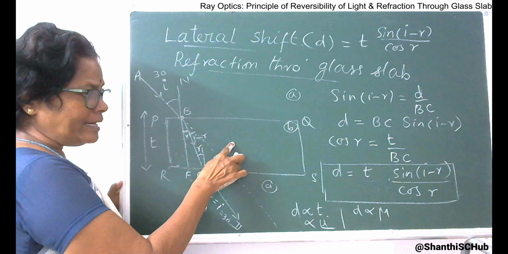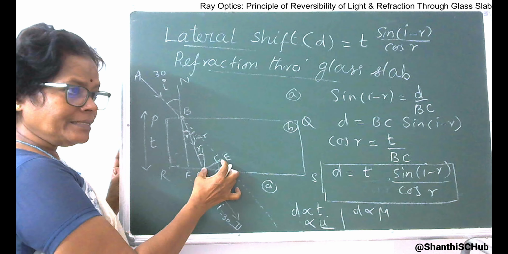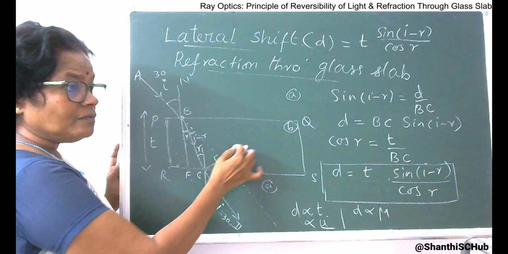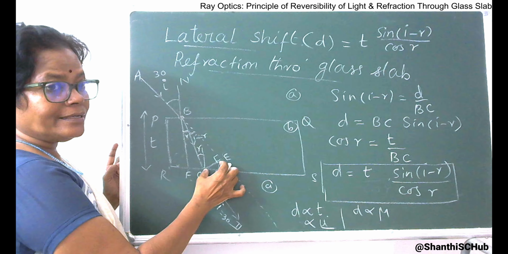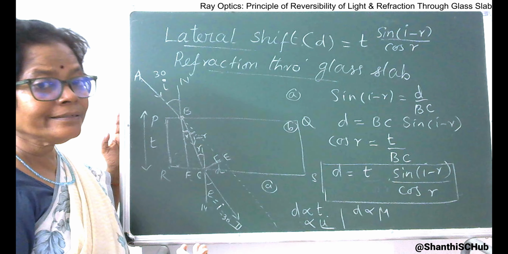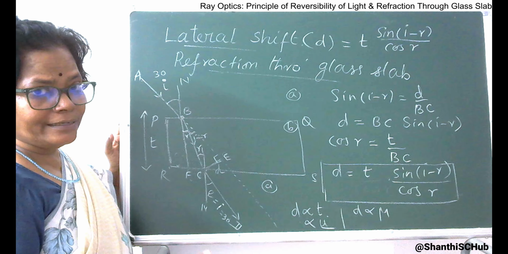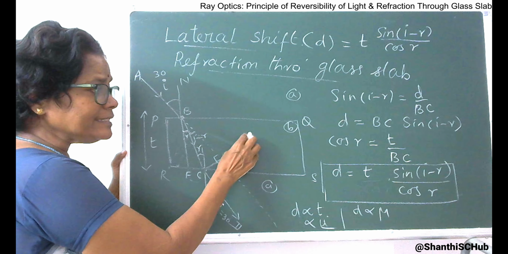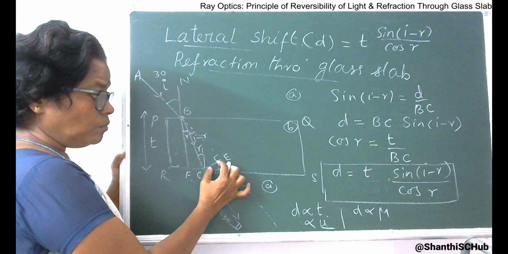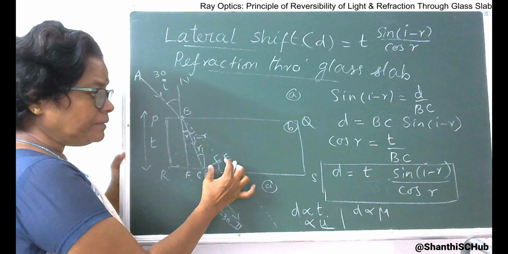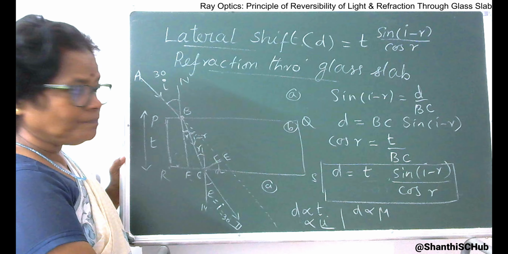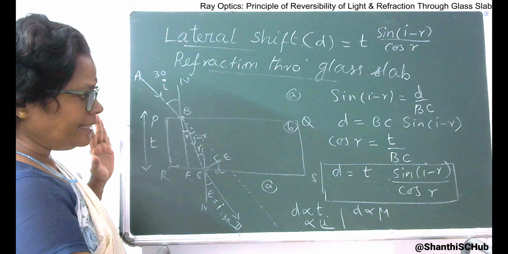If it is water, this D value may be 1 centimeter. For glass, the D value may be 1.5 centimeter. For diamond, it may be 2 centimeter, or in millimeter also. I am just giving some examples for better understanding. So the more the density of the medium, the more its refractive index, the more the shift between the incident direction and the emergent direction. This is a very important aspect.